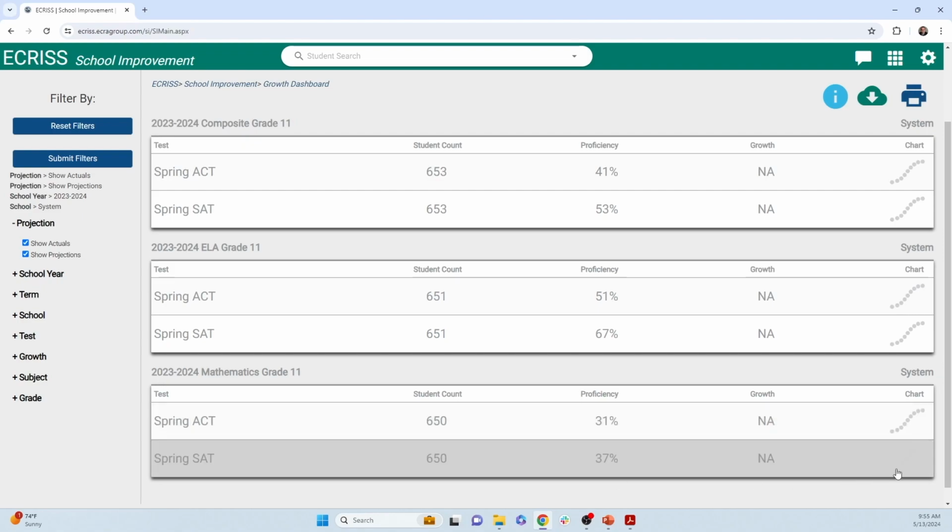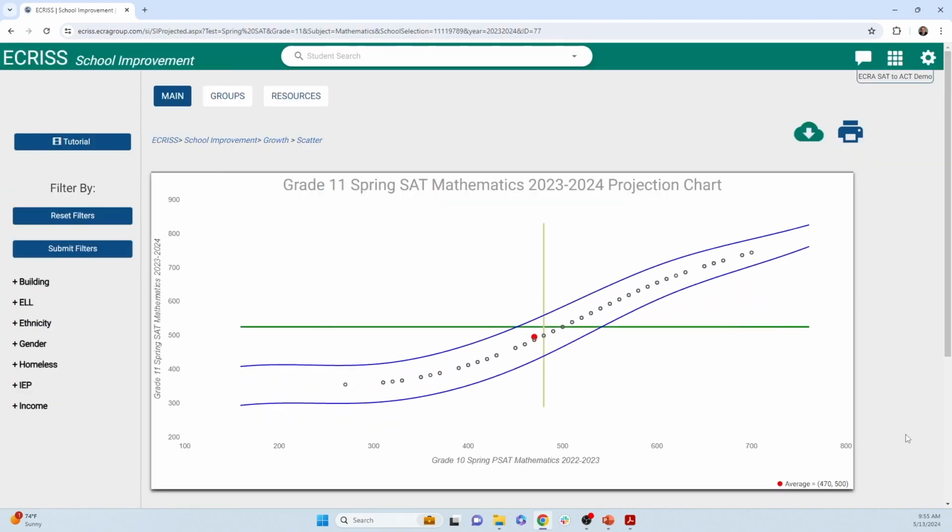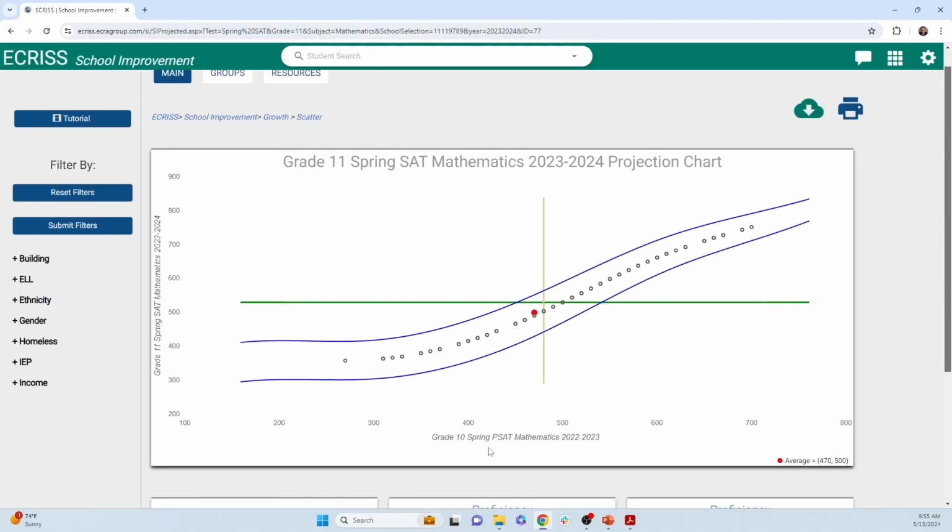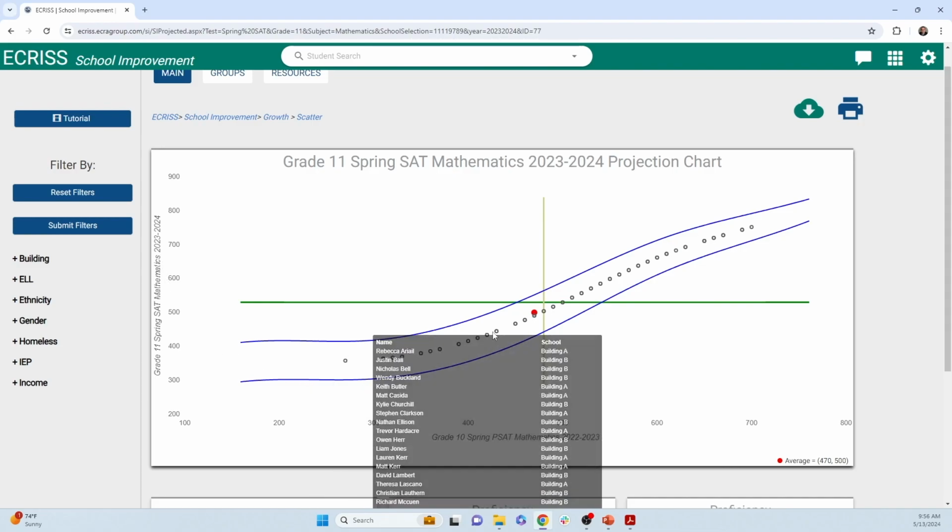And so I'm going to jump into this particular graph that is looking at the relationship between the grade 10 spring PSAT mathematics score and what we would predict that they would get on the grade 11 spring SAT score a year later. And what you can see here is that you can predict this very well.